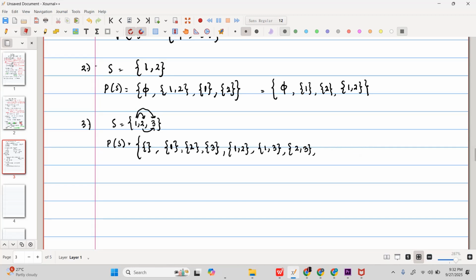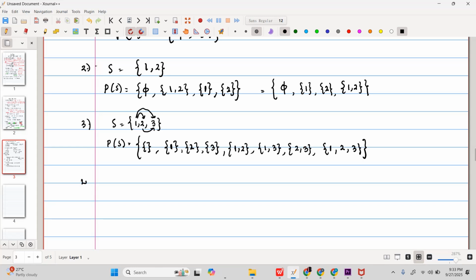So I'm just erasing this. We don't want that. Next, the combinations of two elements are getting over. Now we have the 3-element combination, which is the full set, and we can close it. Okay.